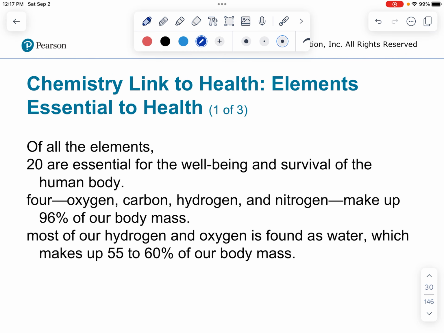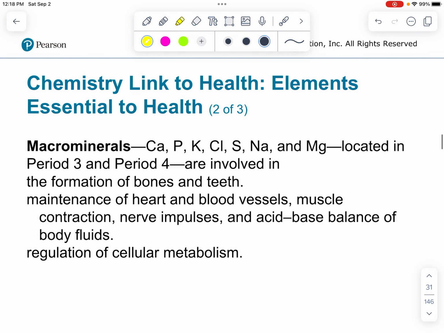Chemistry linked to health. I know a lot of you have interest in this. Of all the elements, 20 are essential for the well-being and survival of the human body. 4 of them make up 96% of the body mass, and it wouldn't probably be too hard to guess which 4 those are: oxygen, nitrogen, hydrogen, and carbon. Most of our hydrogen and oxygen is in water, which is 55 to 60% of body mass.